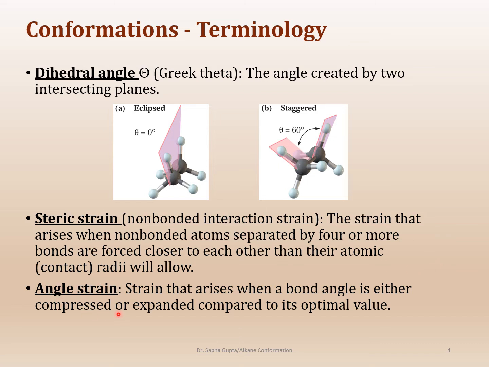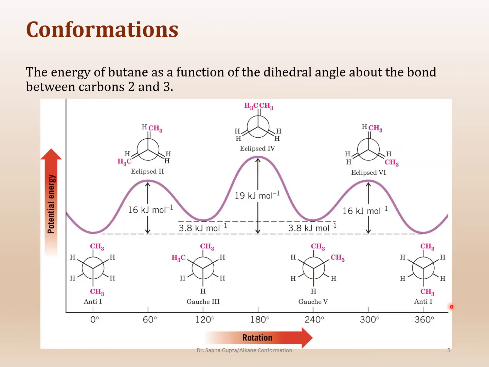And then the angle strain is a little bit different thing. Angle strain is not so much for straight chain, it is a lot more for the cyclic compounds, and that arises when a bond is not in its appropriate angle. So for example, an sp3 is supposed to be 109 degrees, and if it's not 109 degrees, then it will have what we call angle strain. So these are the three keywords again for us to know.